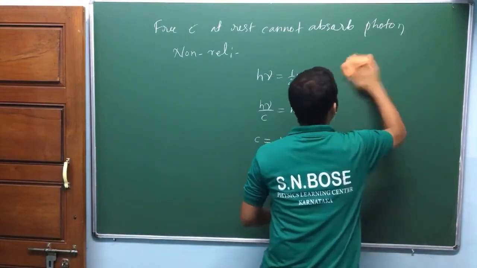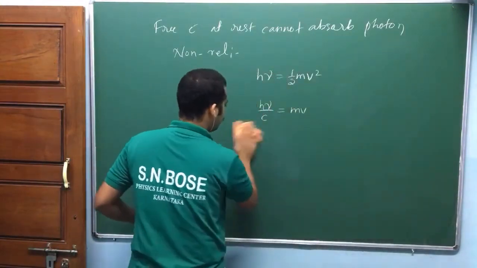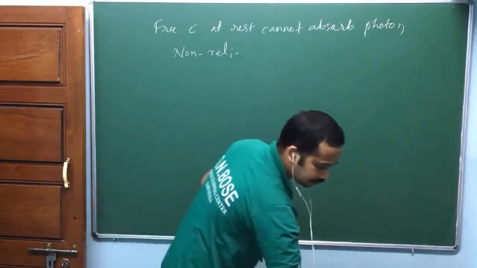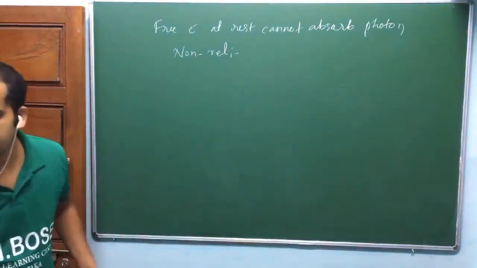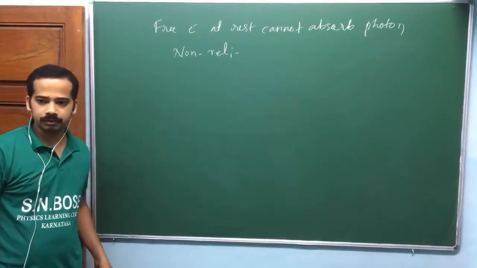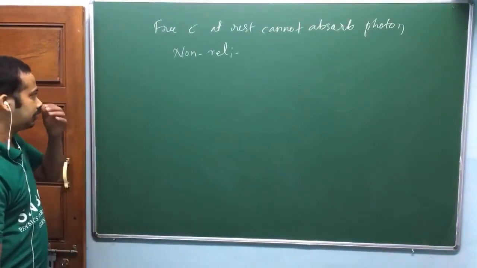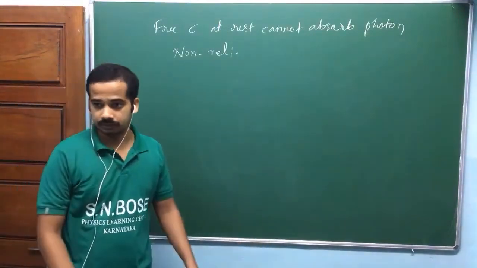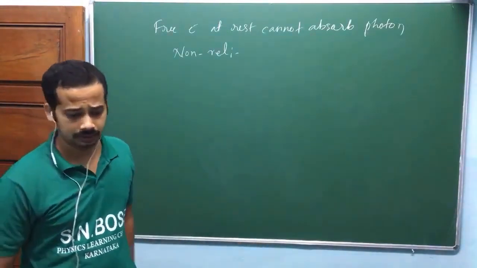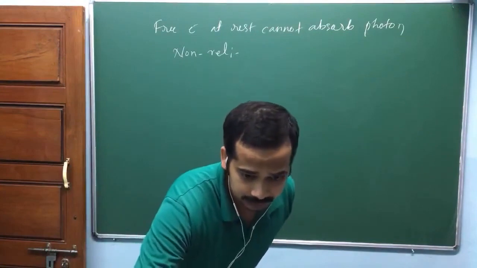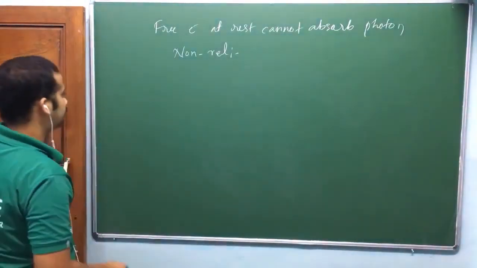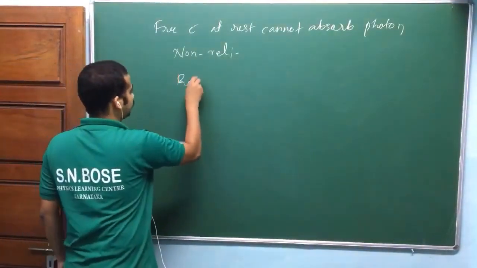Remember, in any particle interaction, conservation of momentum and energy always holds. Again, we shall see this in particle physics. Linear momentum and energy are always conserved, whatever the particle interaction you take. This is also a kind of particle interaction. We shall see the Compton effect later also. So, the relativistic approach.